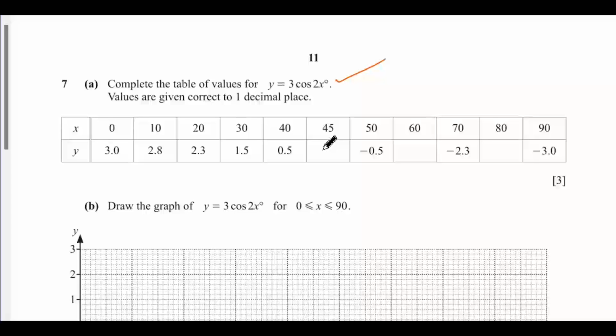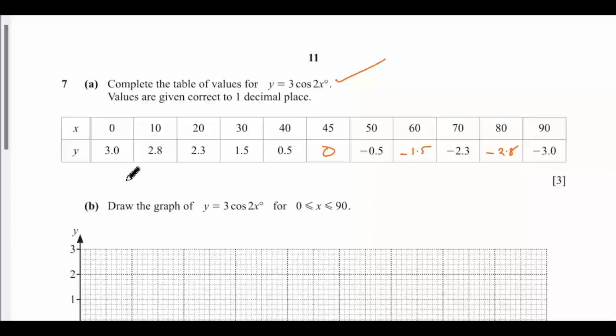So for 45, the value of y will be 0. For 60, it will be negative 1.5, and for 80, it will be negative 2.8. Okay, so there's no need for you to start working out this manually. It's going to take your time. You can just use the table function and you'll get this.